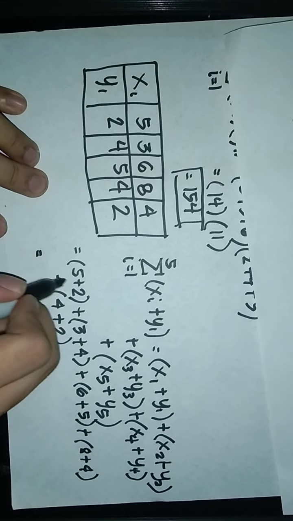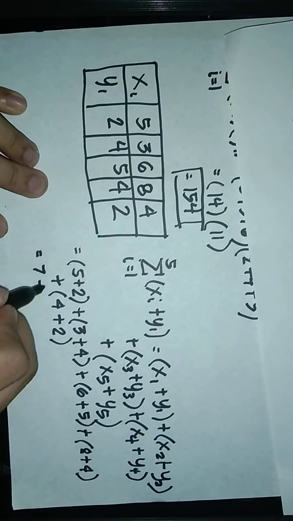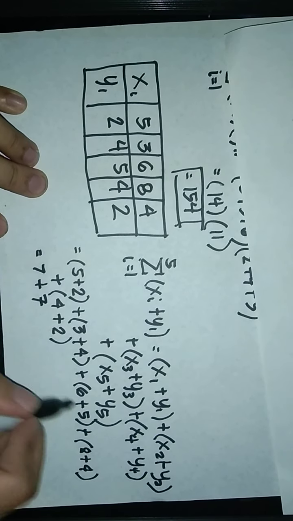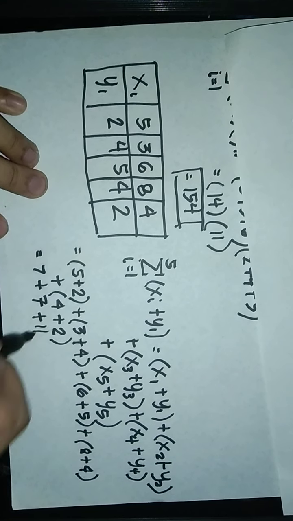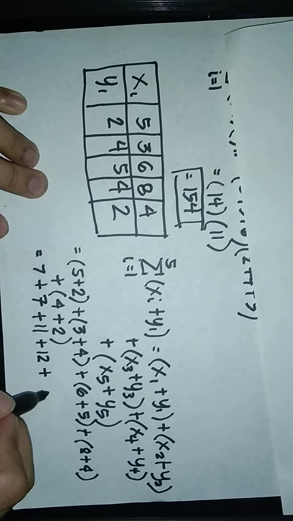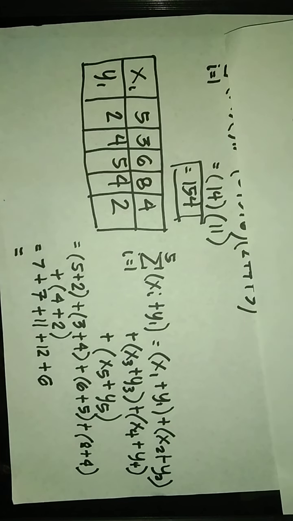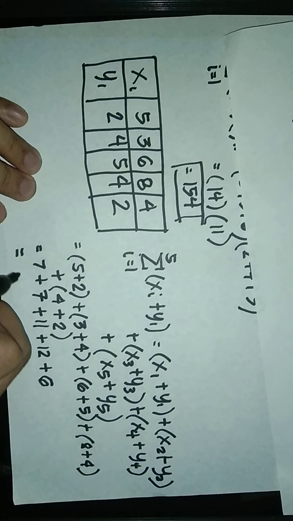So, let's simplify this. We have 7, 5 plus 2 is 7. Plus 3 plus 4, that which is 7 also. 6 plus 5, that is 11. 8 plus 4 is 12. And then, we have 4 plus 2, which is equal to 6. And then, ang gagawin lang natin, isa-sum up lang natin siya. So, ipagpa-plus lang natin siya, and then, kukuha natin yung kanyang sum. So, we have 7 plus 7 is 14, plus 11 plus 12 plus 6, which is equal to 43.